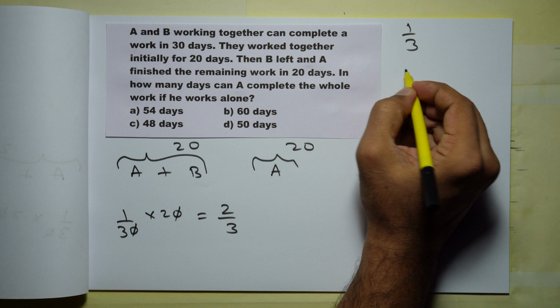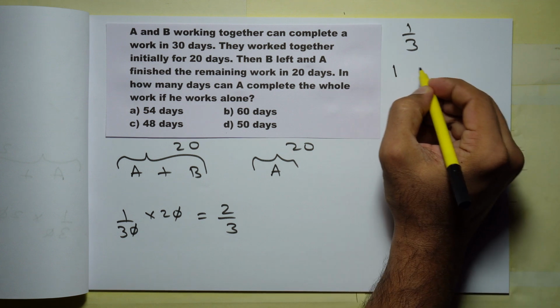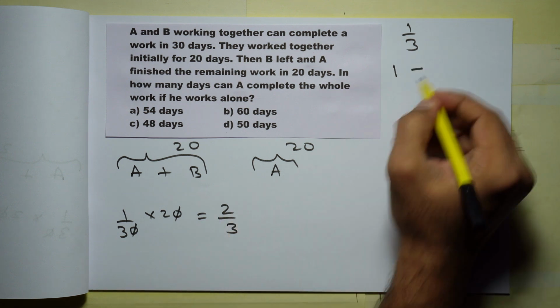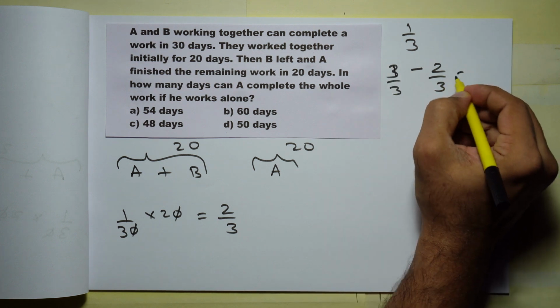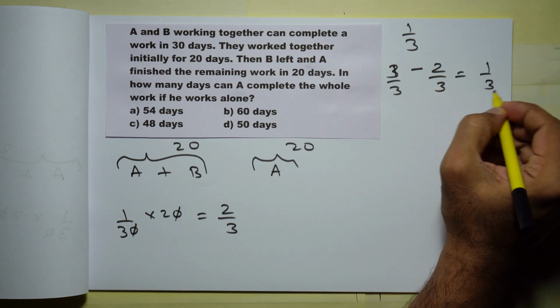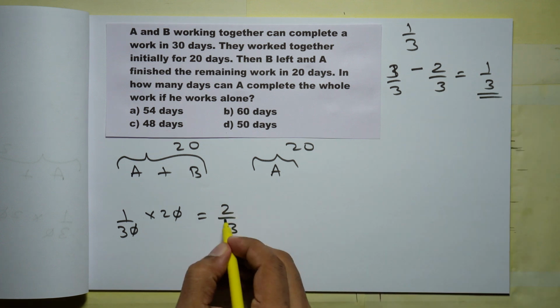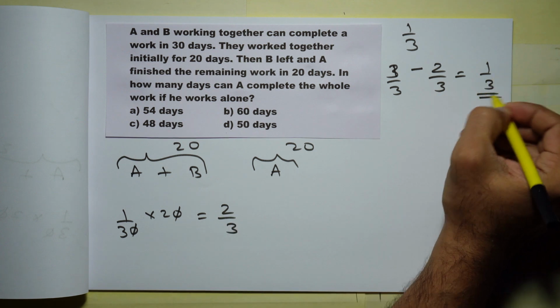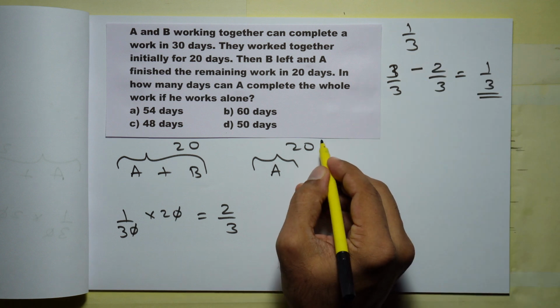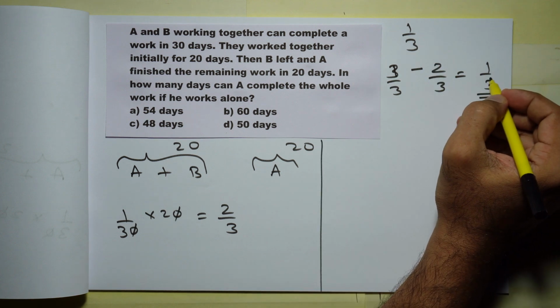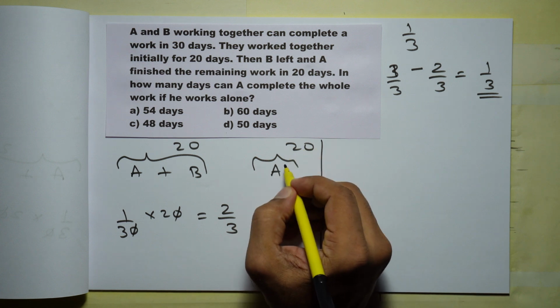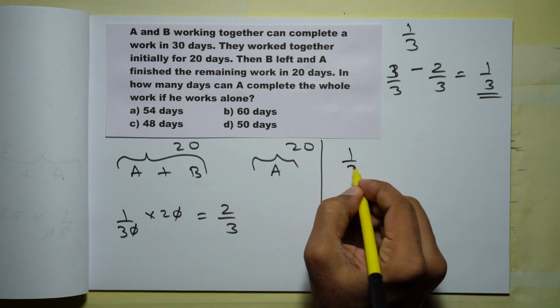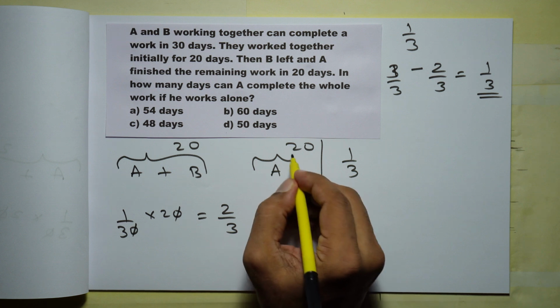That can be calculated as whole work is 1, whole 1 minus 2 by 3rd of the work. 1 can be written as 3 by 3. So 3 minus 2, you will get 1 by 3. So 2 by 3rd has been done, so remaining work is 1 by 3rd of the work. Now this 1 by 3rd of the work was done by A in 20 days. So 1 by 3rd of the work was done by A in 20 days.